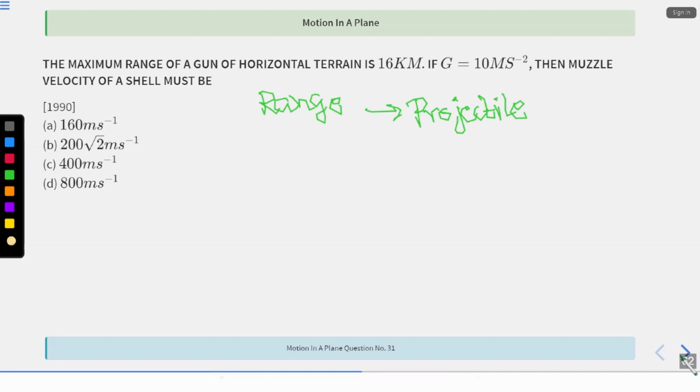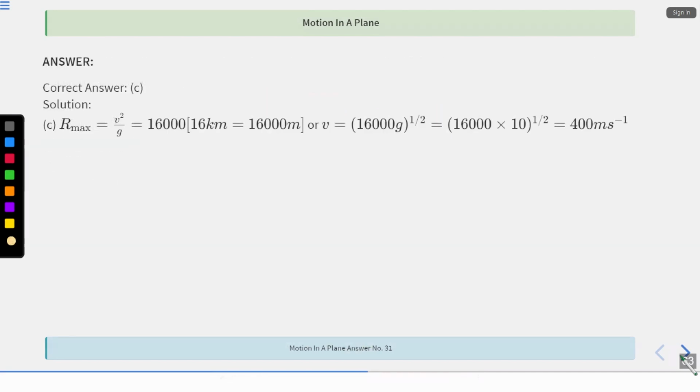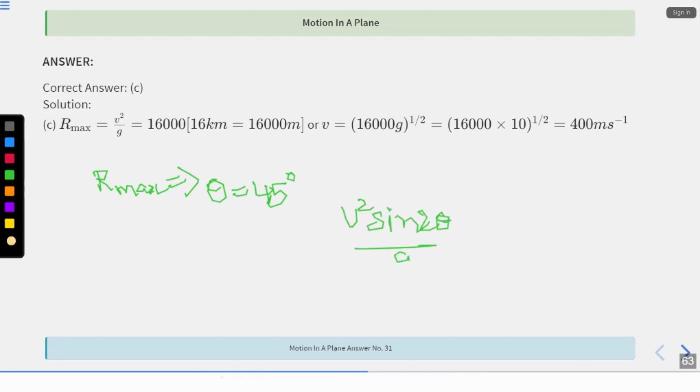So R max is v square by g. And when is R maximum? It is when theta is equal to 45 degree. Since the formula contains v square sine 2 theta by g, and sine 2 theta for 45 degree is sine 90 degree, that is 1, you'll get v square by g.